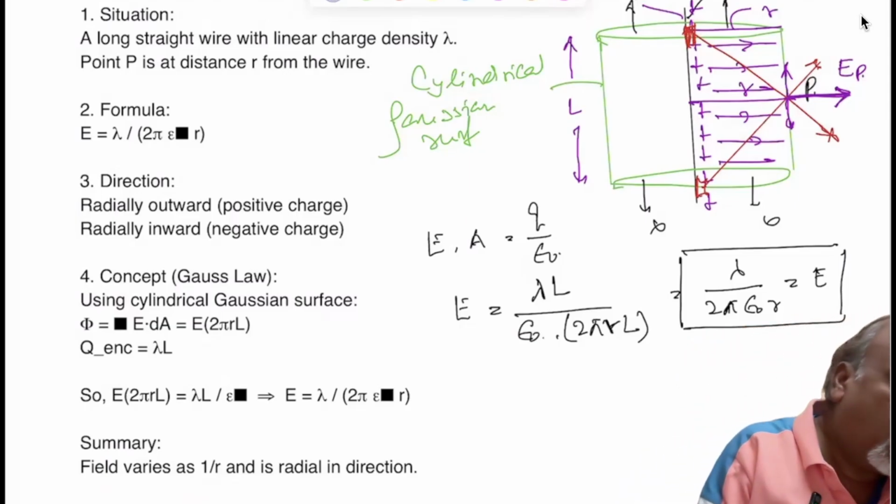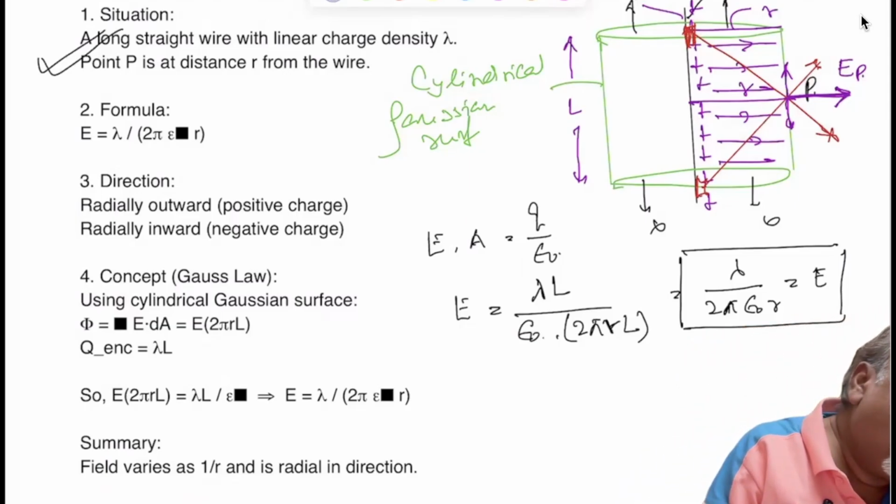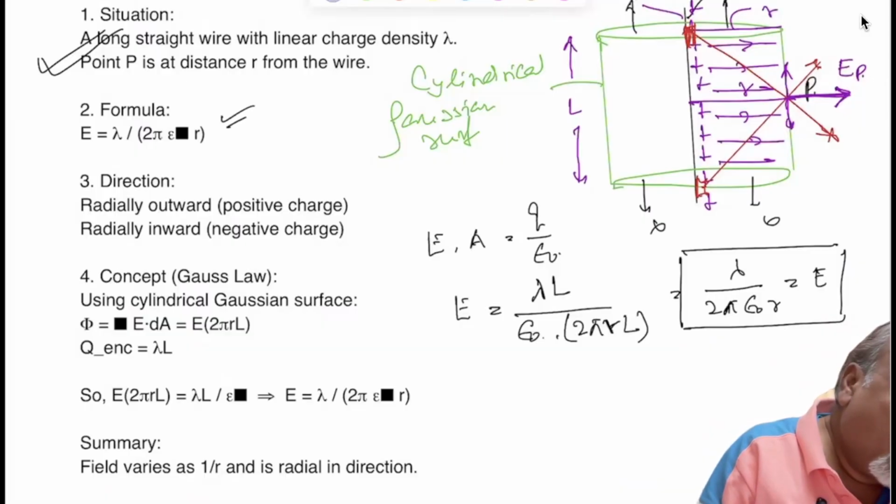Now, this is a long wire. Correct? The same formula is there, and the direction is radially outward, or radially inward for a negative charge. Correct?